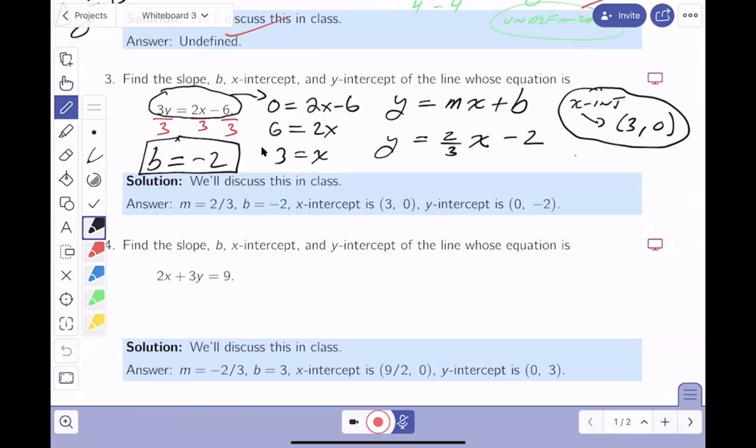All right, let's do the y-intercept now. So it says, b, x-intercept, y-intercept. I know there's an m there too. We'll do that later. What's the y-intercept? That's when x is 0, right?